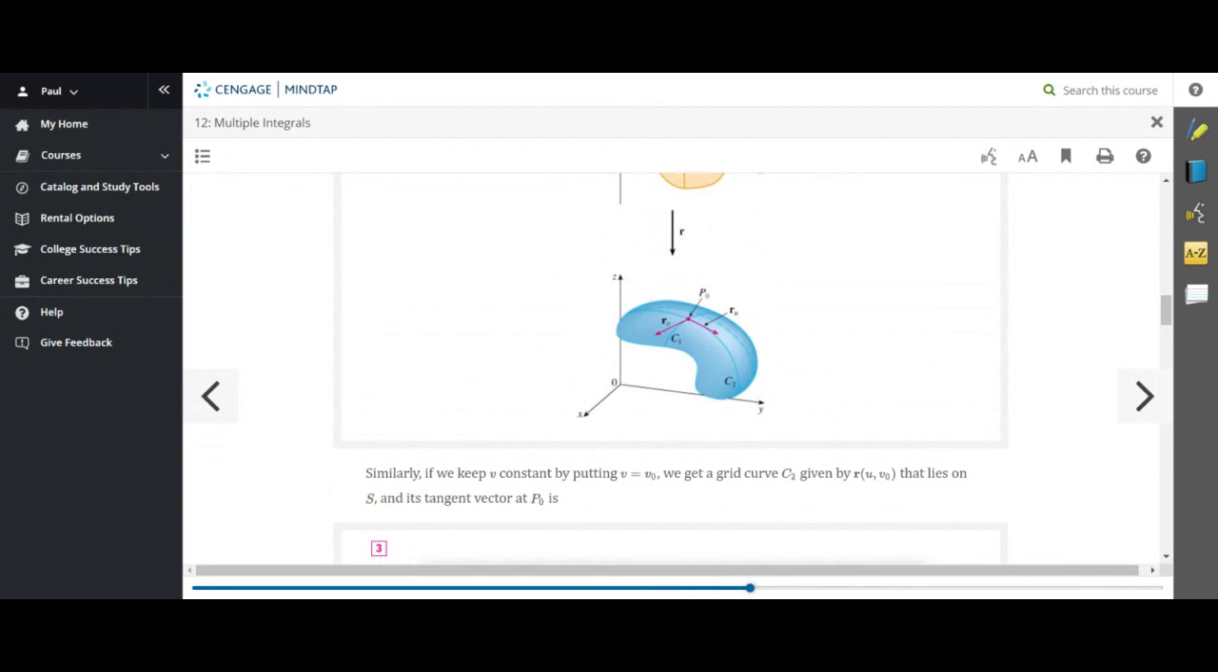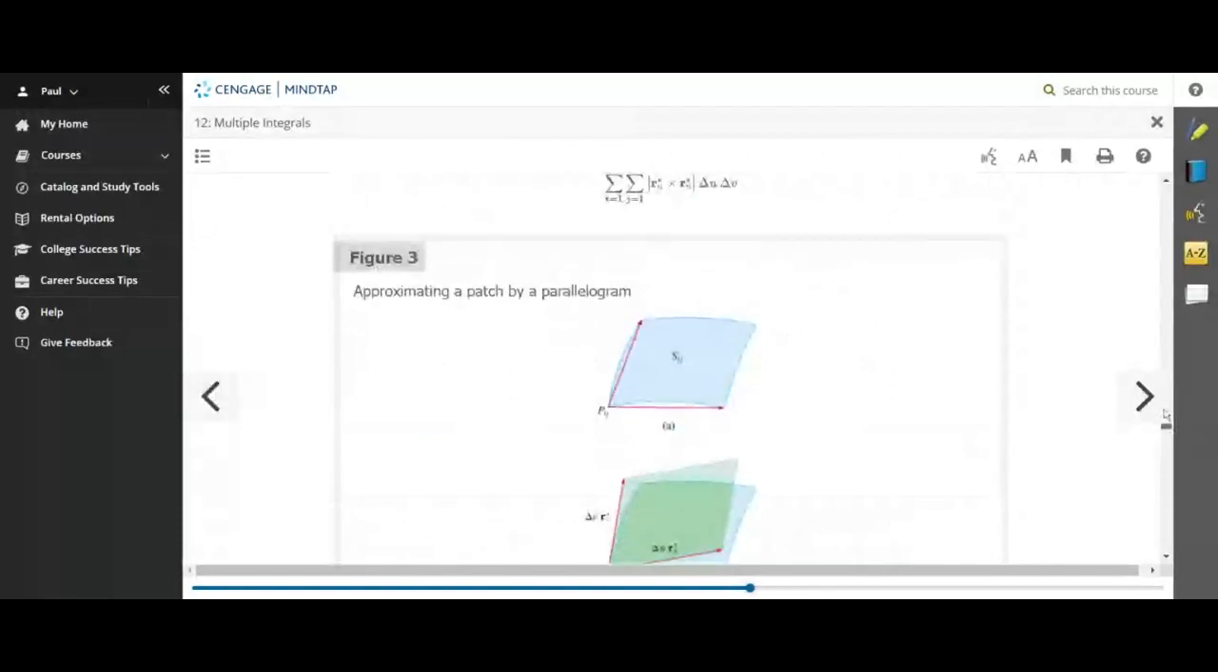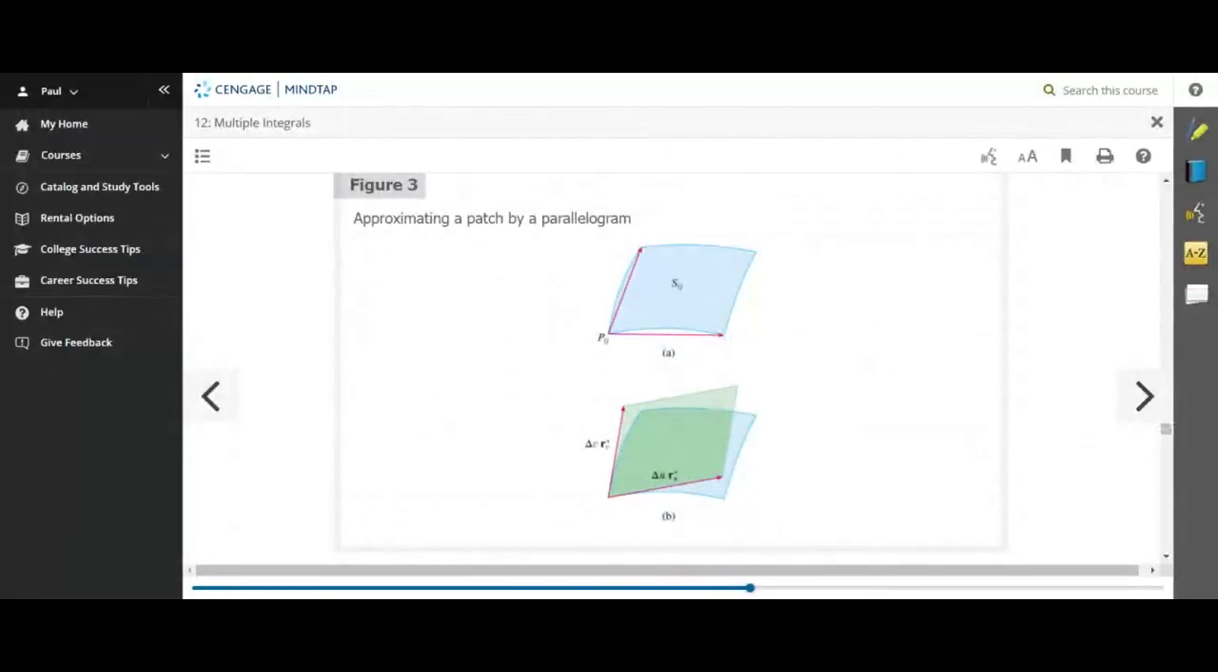Now, how does this relate to surface area? Well, first recognize for any point on the surface, we can find two tangent vectors. And what we can do with the two tangent vectors is form a parallelogram with them. So you see there in figure 3a, what's that s sub ij? Well, let me show you.